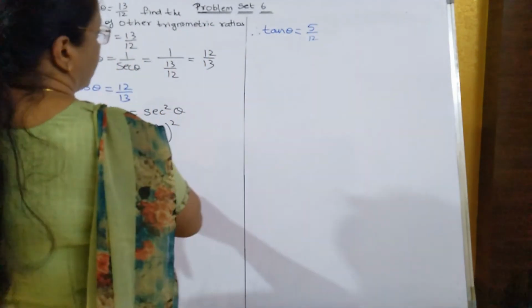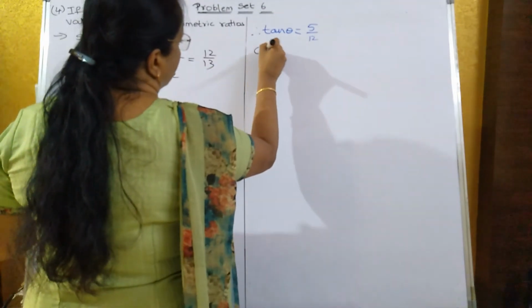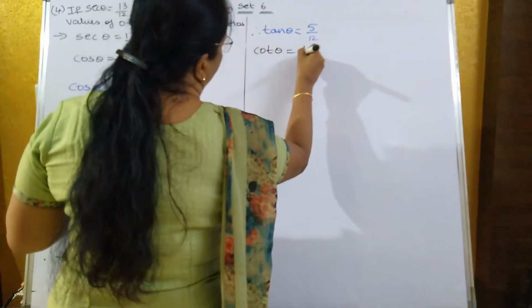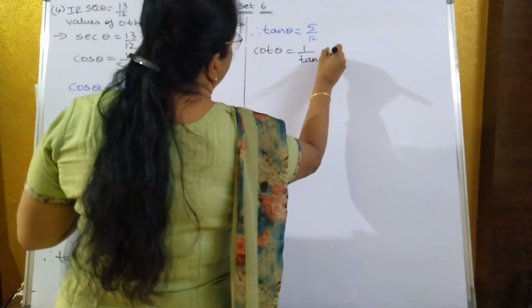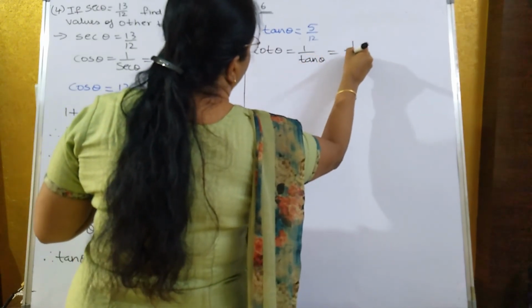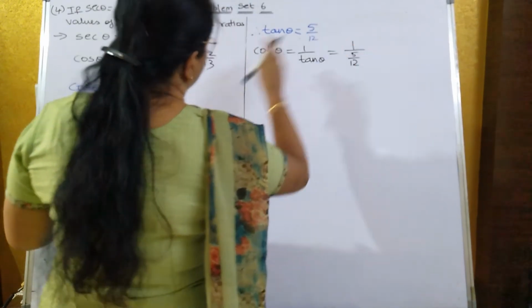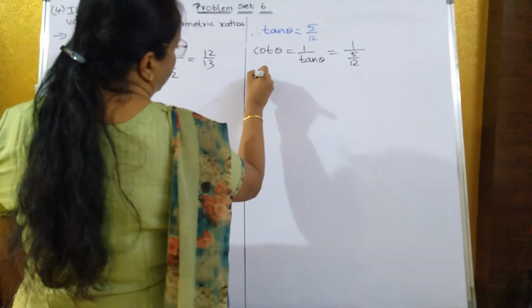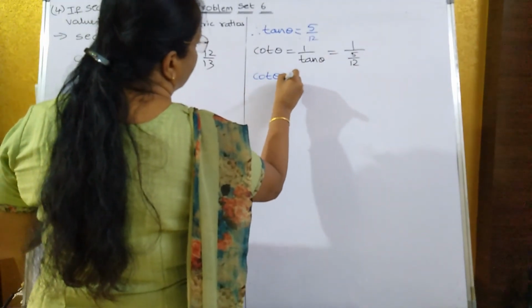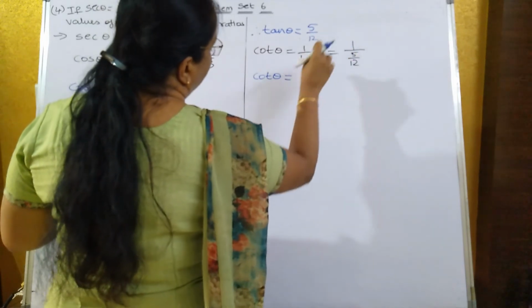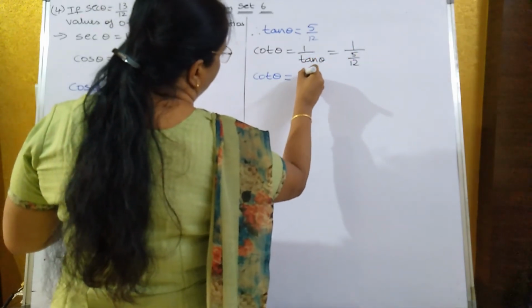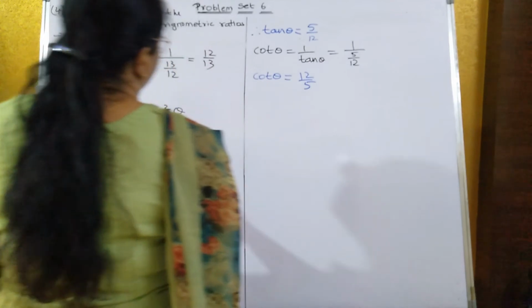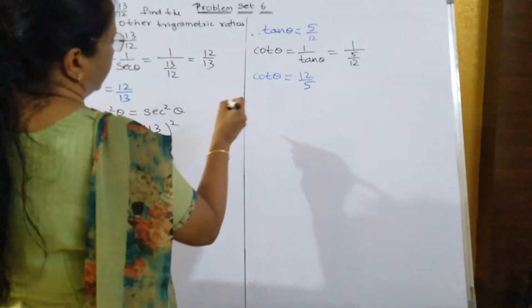Now what is cot theta? Cot theta is equal to 1 upon tan theta. That's equal to 1 upon 5 upon 12. Now take this on the top. So what you will get? Cot theta, when it goes on the top, will become the reciprocal of that. So cot theta is 12 upon 5.